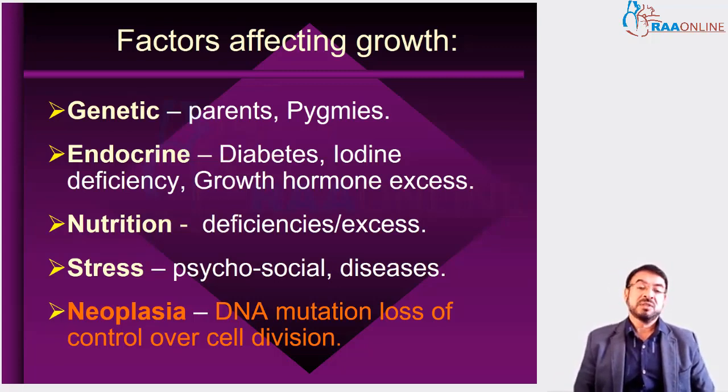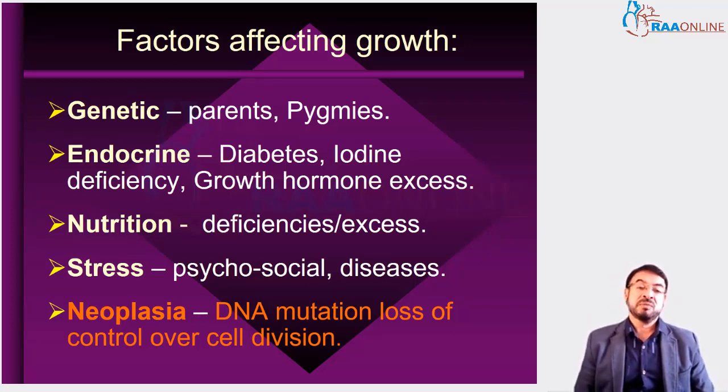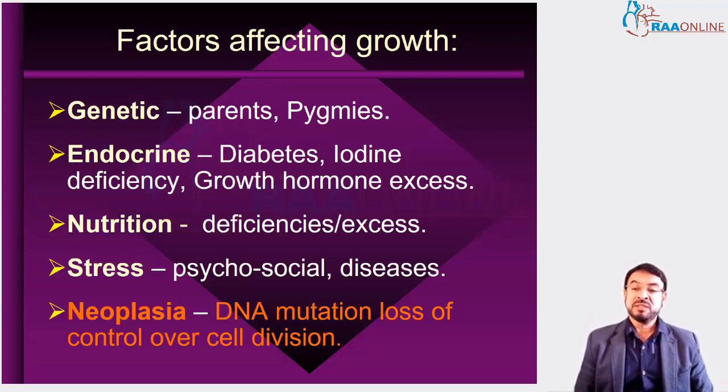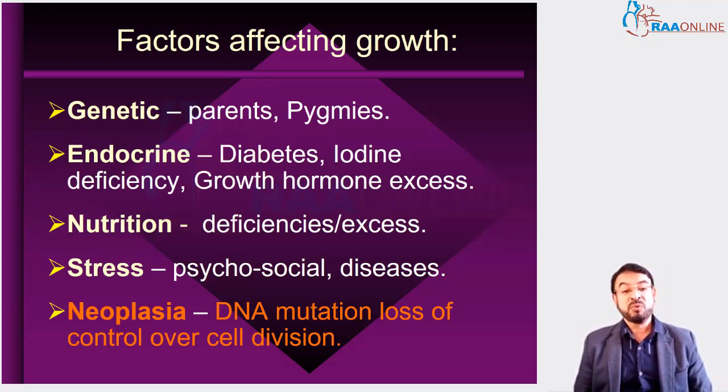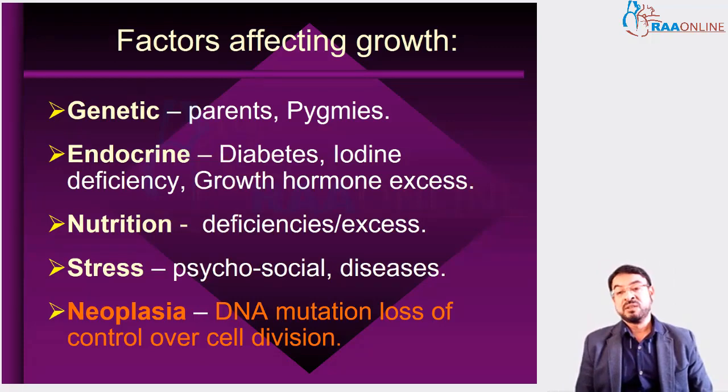Endocrine causes. There are factors like diabetes, which cause you to put on weight. Of course, certain forms of diabetes make you lose weight. Iron deficiency, where the person puts on weight. Growth hormone excess, where you exhibit gigantism or acromegaly. Nutritional deficiencies, where you lose weight. And nutritional excess, where you put on weight. Stress can affect growth. It can inhibit growth. It could be any form of psychosocial stress or stress due to certain diseases as well.